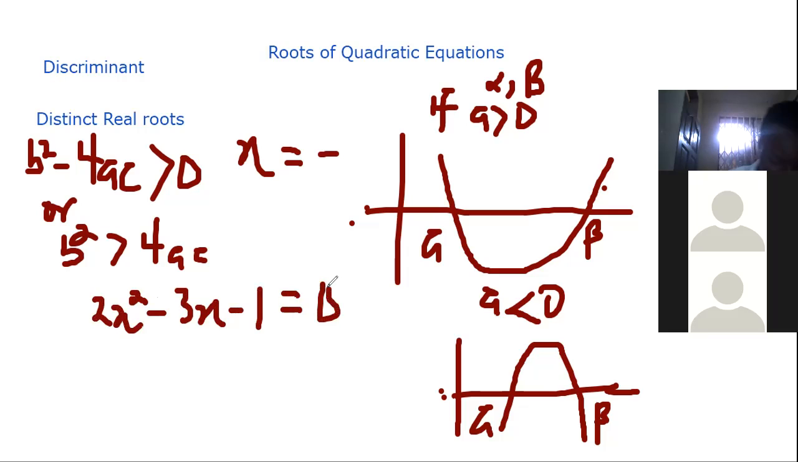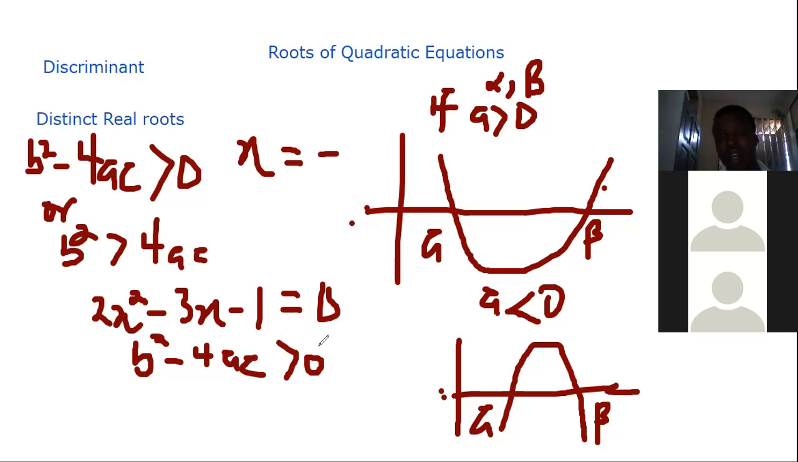Sometimes they say prove that this has extent real roots. So to show that this one has extent real roots, we are going to use the equation b squared minus 4ac, which must be greater than 0 to be able to show that our roots are real, the extent real roots.